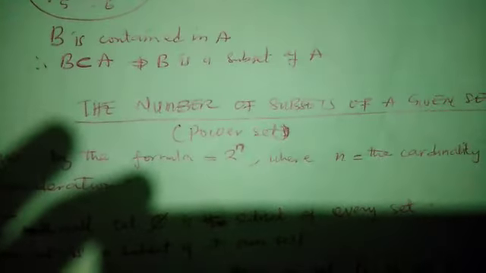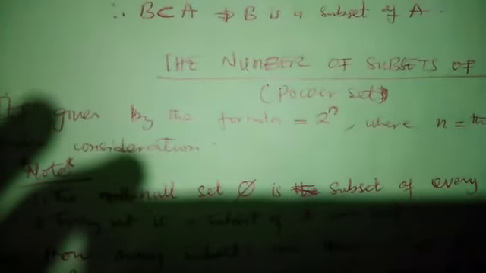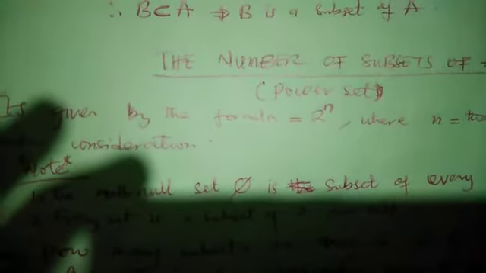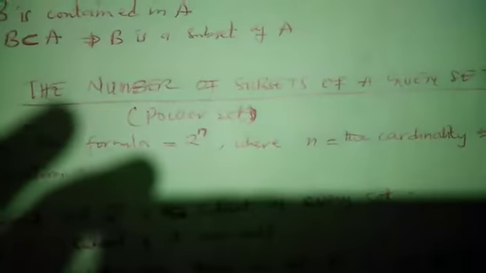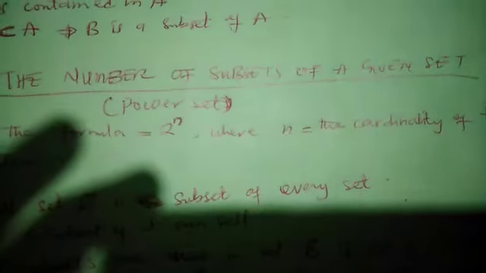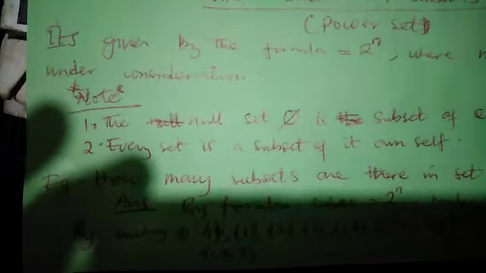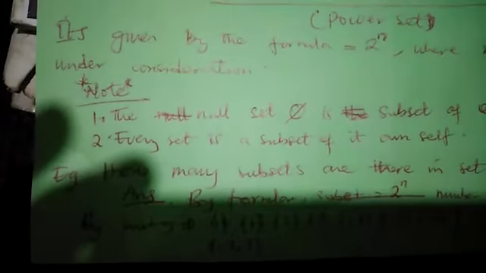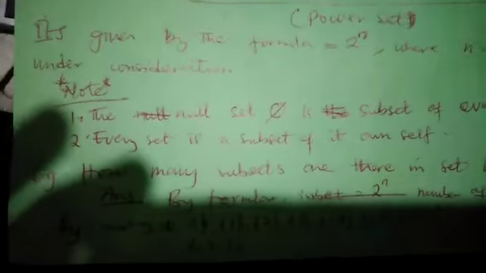We are considering the number of subsets of a given set. Every set has members in it. So we want to know the possible subsets that can be derived from any given set. There is a formula for calculating such, and it's given by 2 to the power n, where n represents the cardinality of the set under consideration. Cardinality is the number of elements in that set. So the number of subsets of a set is given by 2 to the power n.